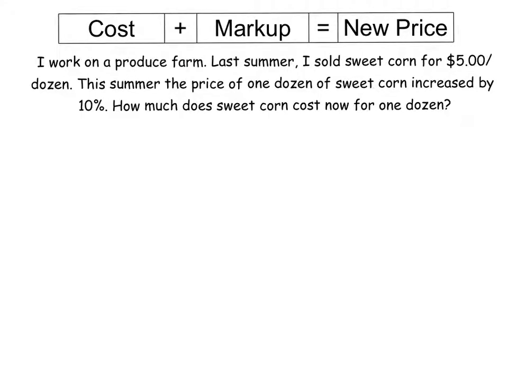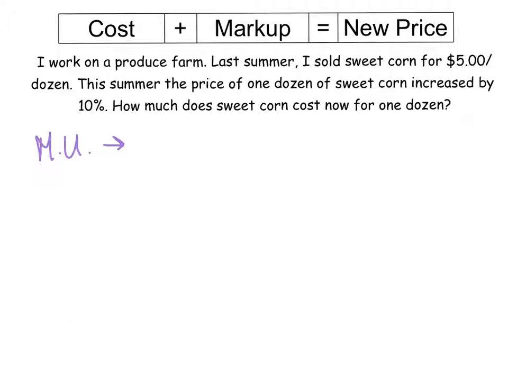Our first problem says that I work on a produce farm. Last summer, I sold sweet corn for $5 a dozen. This summer, the price of sweet corn increased by 10%. How much does sweet corn cost now for 1 dozen? Just like yesterday, we start with the change. So we're going to find our markup today. And our markup is our percent equation.